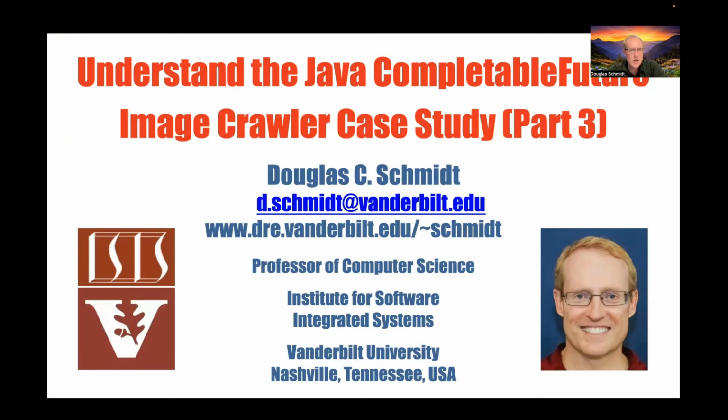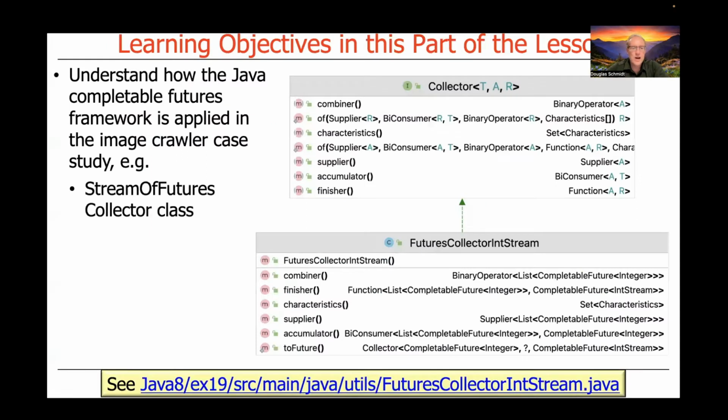So we're now going to go ahead and talk about the third part of our image crawler case study, where we're going to demonstrate how the stream of futures collector class is designed and implemented. Its role is to basically take a stream of completable futures and return a single completable future that's triggered when all the other completable futures have themselves completed.